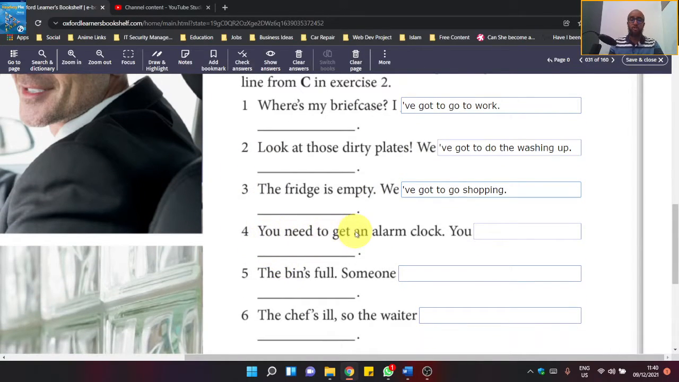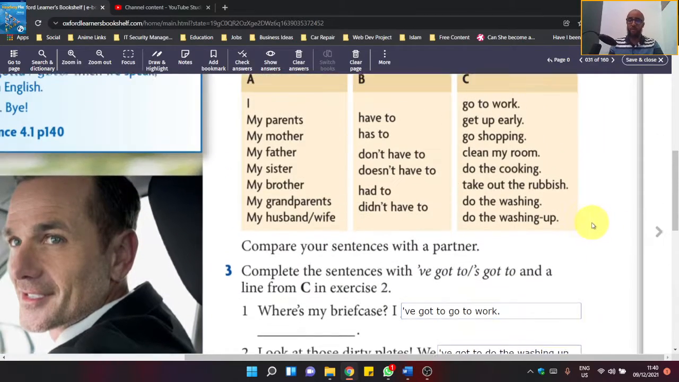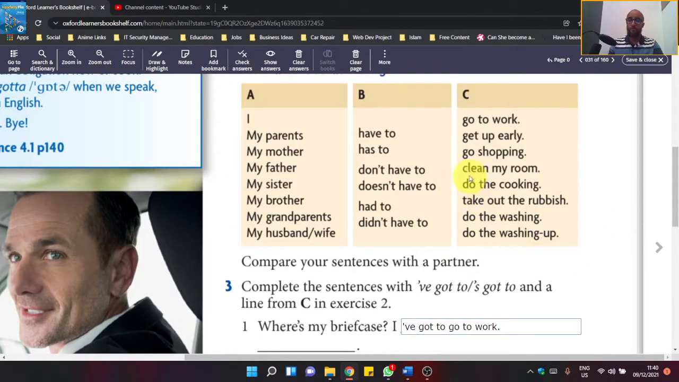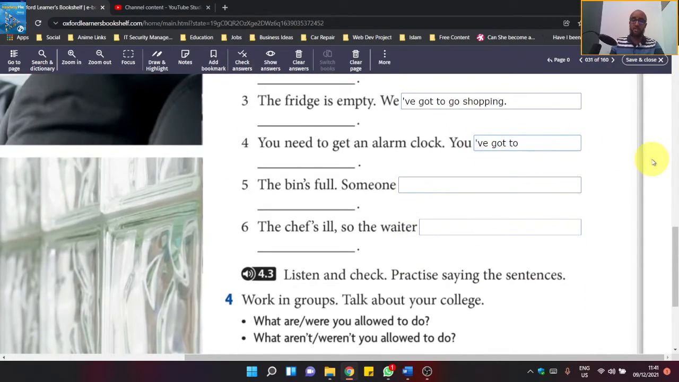You need to get an alarm clock. Okay, so we have the word you. So with you, we have to use have got. So you've, this is the abbreviation, you've got to do what? What do we have to do? You've got to maybe get up early, right? If you need an alarm clock, you need to get up early. So you have to get up early, guys.